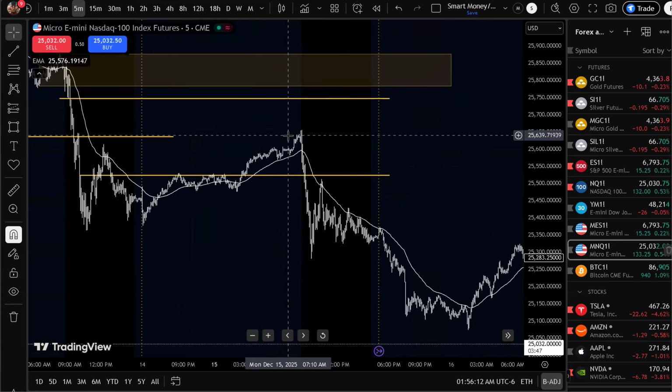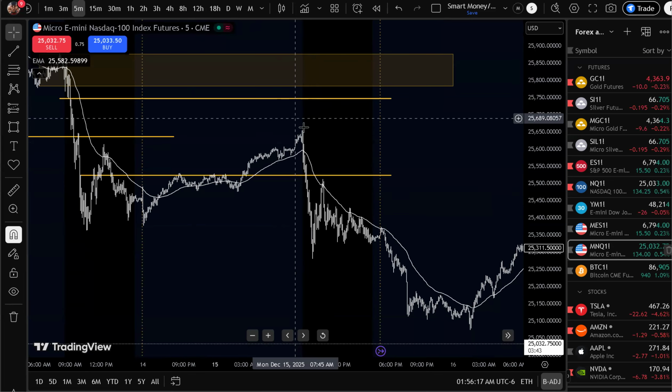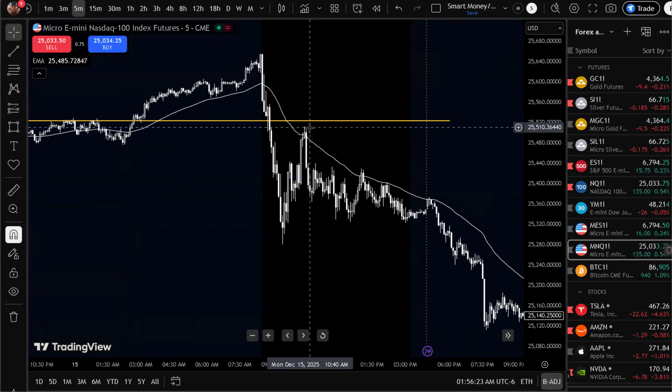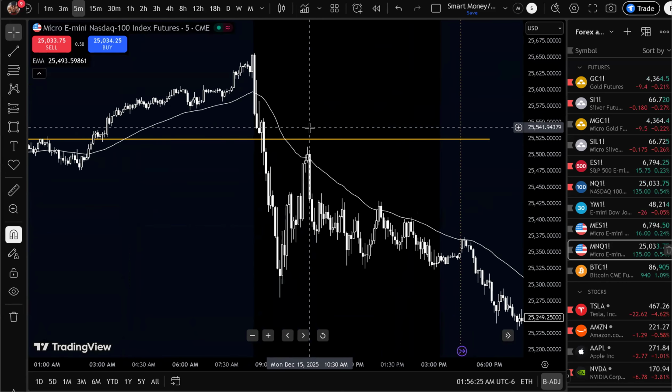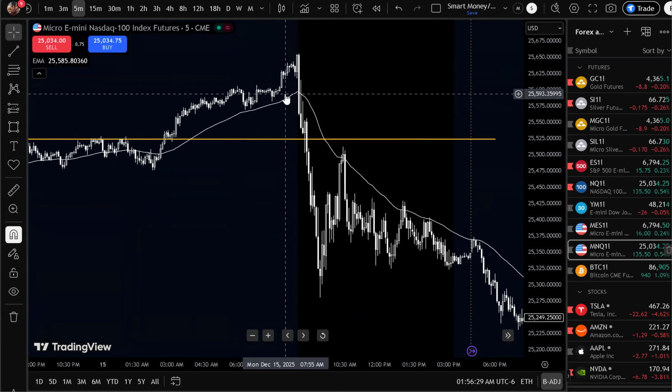Now remember, we're looking for price came up here. We're inside that, we're inside liquidity. What specifically are we looking for? We're looking for bearish price action.